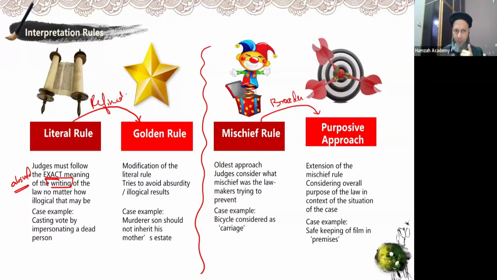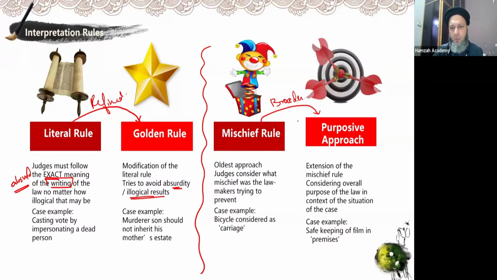But it is not the judge's job to implement it as it is. They can interpret. So what they do is they modify. When they realize that this is going to be rubbish, there is no proper result of the case if we implement the wording of the law as it is, then they modify it. They try to avoid the absurdity or illogical results. Again, we'll study in a while.